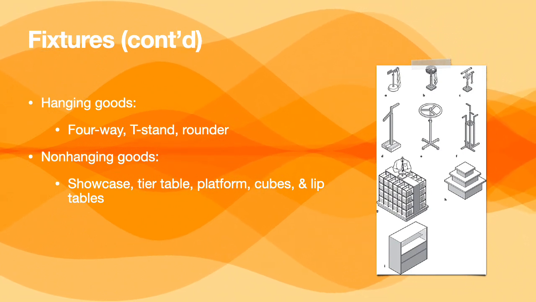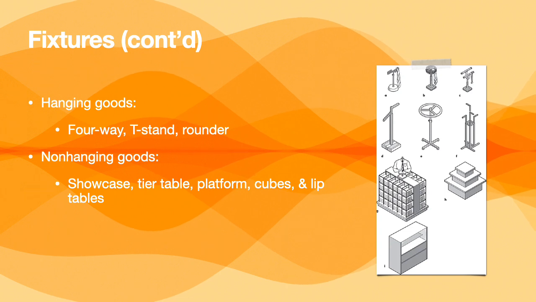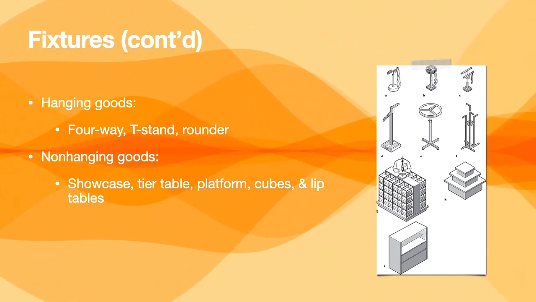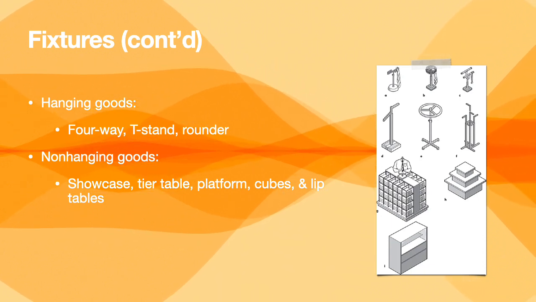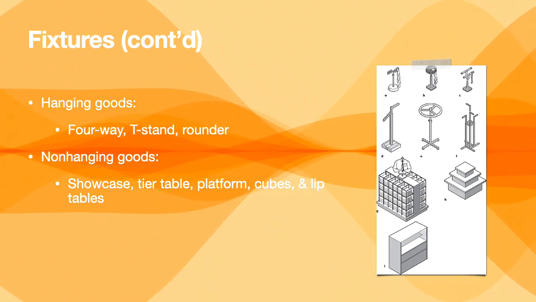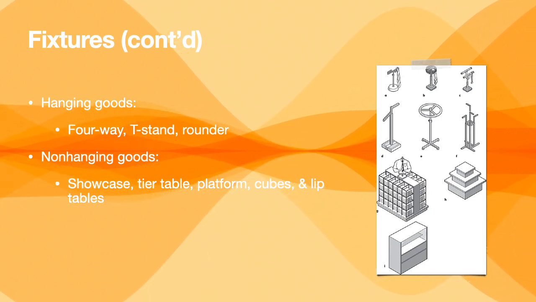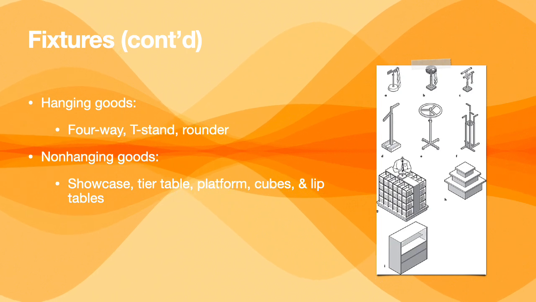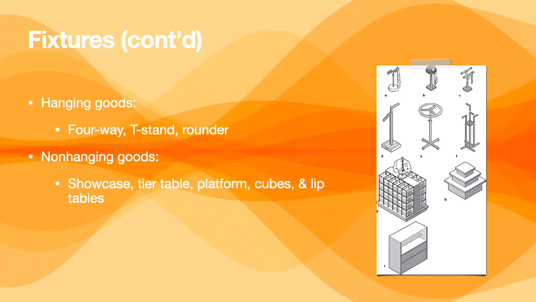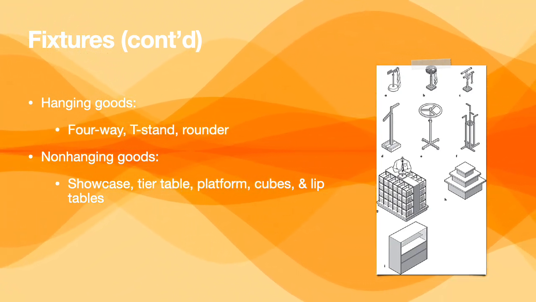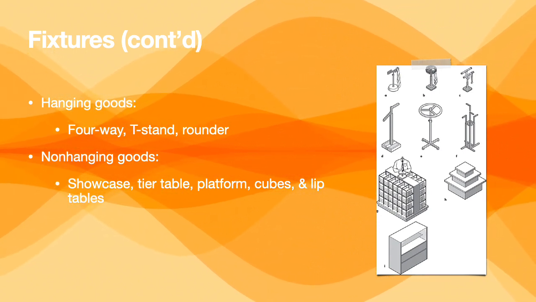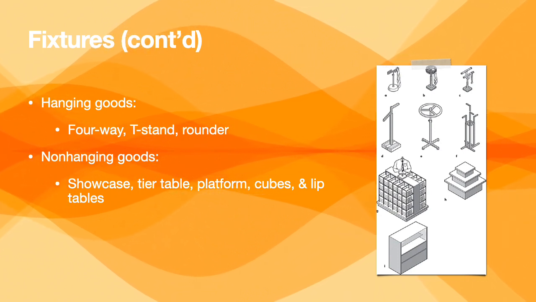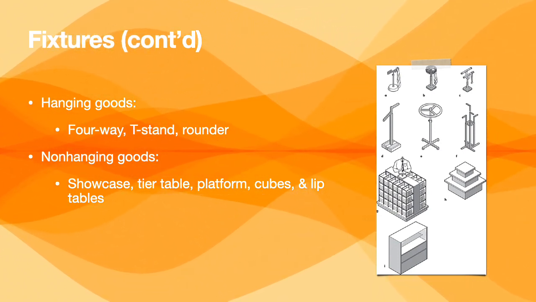Non-hanging goods fixtures include showcases, tier tables, platforms, cubes, and lip tables. A showcase is a closed sale fixture that is primarily used in department stores for presenting high-ticket or fragile goods such as jewelry and cosmetics. A tier table, commonly called a gap table, is a shelved fixture popularized by the Gap. This is primarily used to present folded apparel.